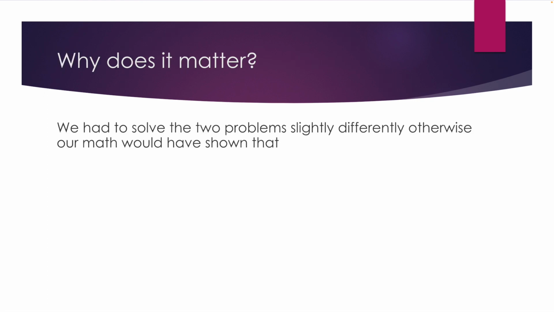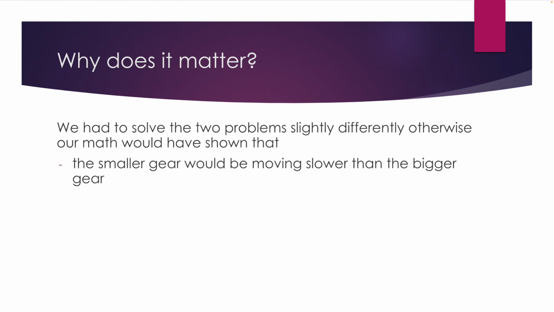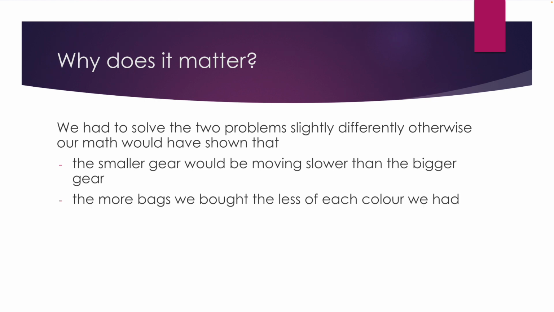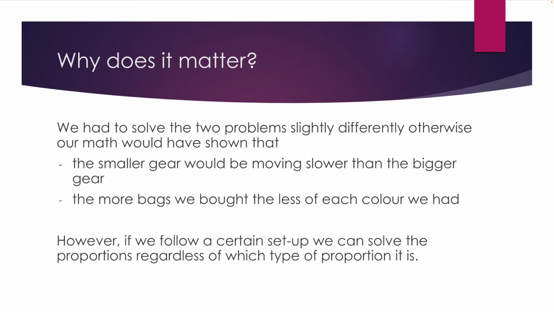So because we solved the problems the same way, we were getting an incorrect answer in our gear problem. So we have to solve those two problems slightly differently. Otherwise, we get an answer where the smaller gear is moving slower than the bigger gear. Or in the tile problem, we would get that the more bags we bought, the less of each color we had. And so if you don't solve it properly or set the problem up properly, then you're going to get an incorrect answer for your proportions.